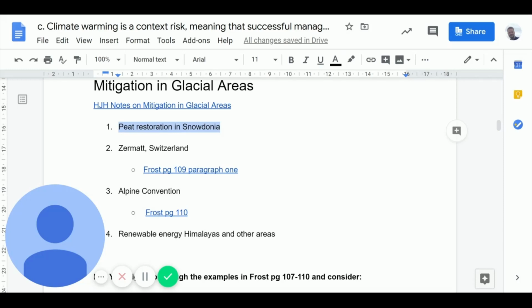Zermatt in Switzerland is doing lots. There's all sorts of bits and pieces in the Frost textbook around page 110, which talk about what they're doing in these places. So these different ski resorts, these different areas, and what they're doing to reduce their carbon, and also in some cases adapt as well. So you've got adaptation down here and some mitigation going on in here.